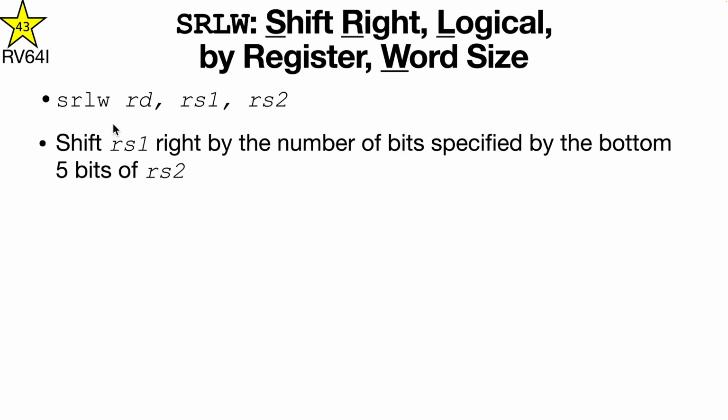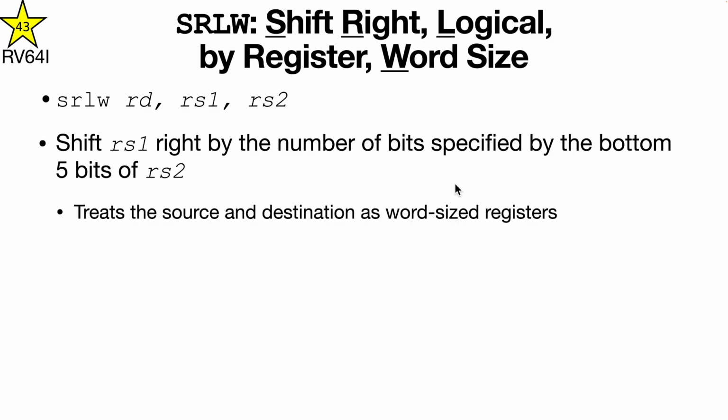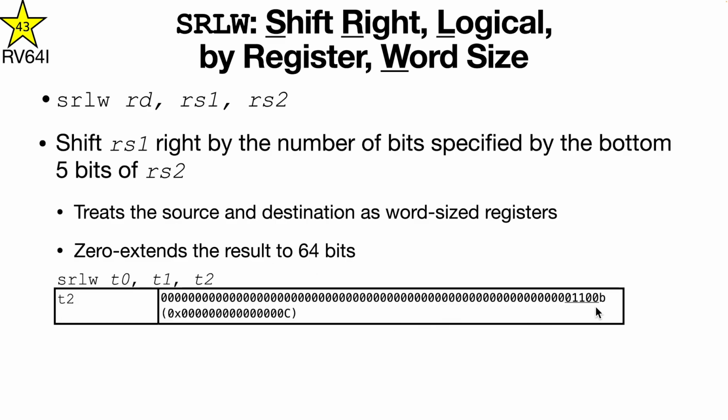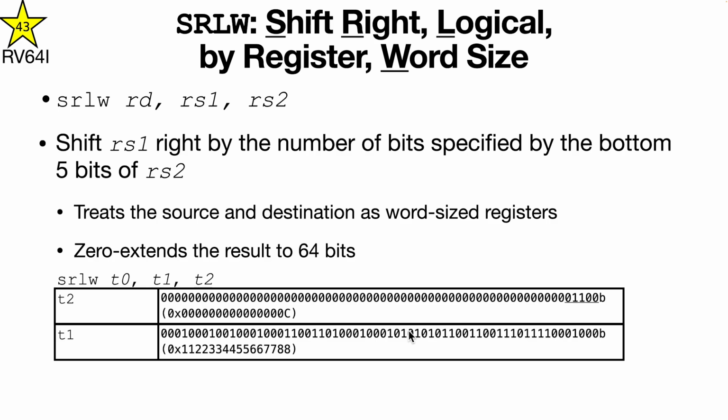Then let's look at the shift right logical, and of course it's going to be all the same sort of ideas. Shifting right logical, so you always fill in with zeros, and word size registers. Source and destination word size, 0 extend the result to 64 bits. You could say that we're sign extending it, except because this is a logical right shift, the upper bits are always going to be zeros, so I'm just going to say 0 extend. Okay, set it up, shift by 12 bits. Here we go.